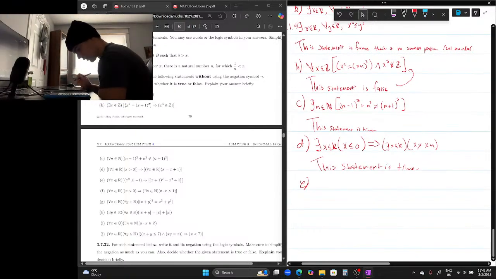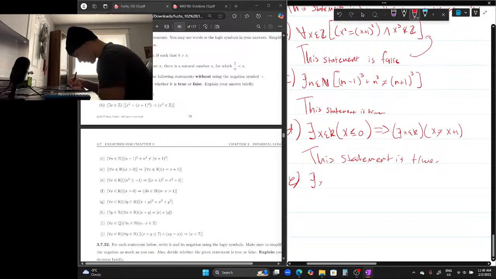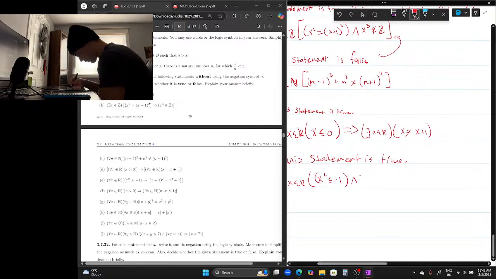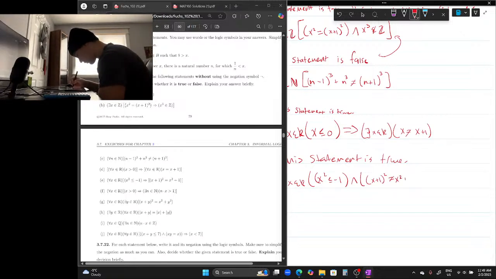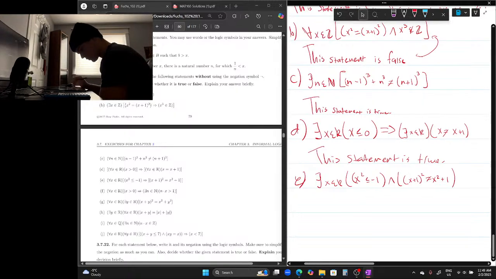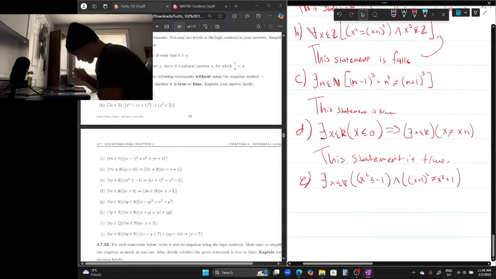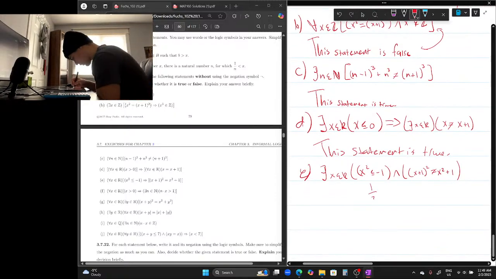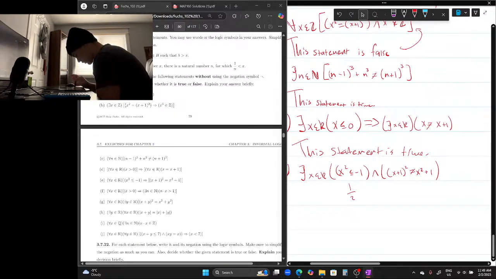So this statement is true. For all x in R, careful negation. For all x in R. Again, implication. So x squared is less than -1, and this statement stays the same. This becomes an and, then not. So and x plus 1 squared is not equal to x squared plus 1. So yeah, this statement looks true. So choose like 1 over 2. Sure, 1 over 2 I think works. Oh, no, never mind. -1 over 2.